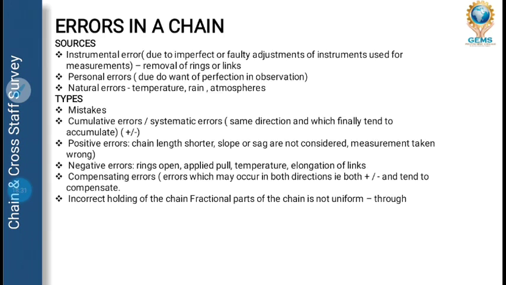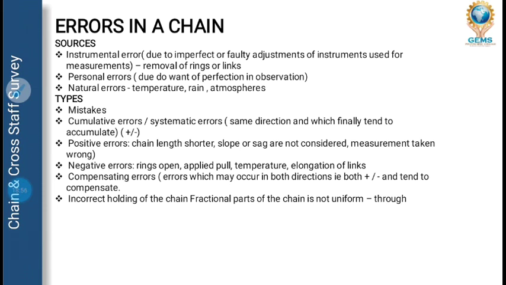Okay. Next is error in chaining. What are errors in chaining? When you perform your duty, like you go for a measurement, when you are a surveyor, when you are a civil engineer, when you are learning something, there might be some error. It can be of any type. Number one is instrumental error, next is personal error, and the third one is natural error.